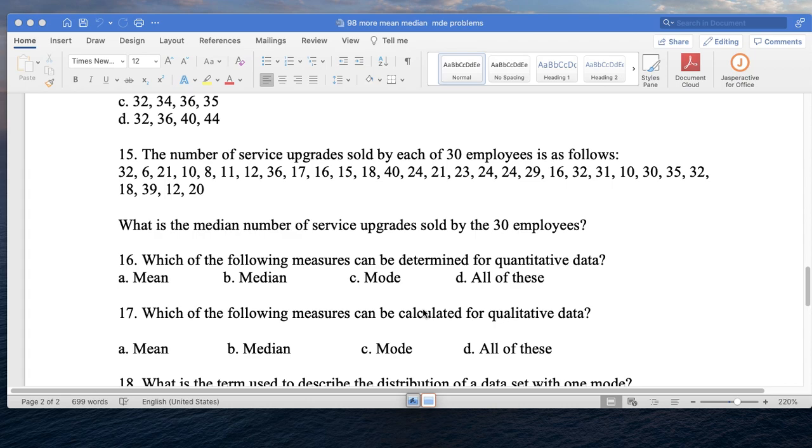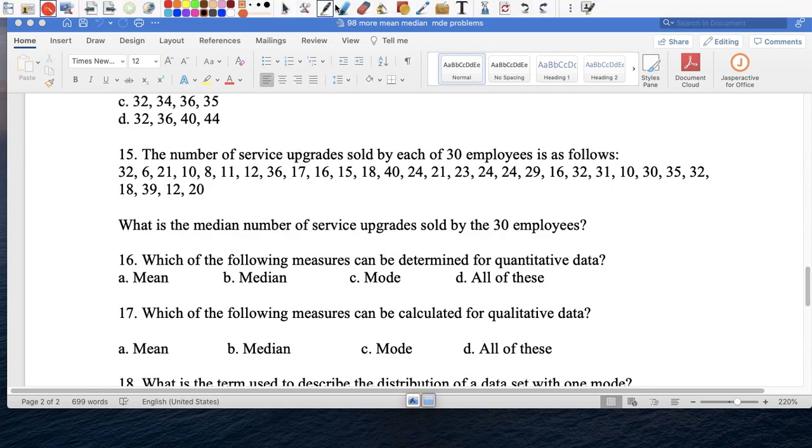The number of service upgrades sold by each of the 30 employees is as follows. What is the median number of service upgrades sold by the 30 employees? Notice that there are some employees who sell a lot, some who sell less. The smallest number is a 6, and the highest looks like a 39. You definitely have outliers there. So the median is the measure of central tendency that you want to use.